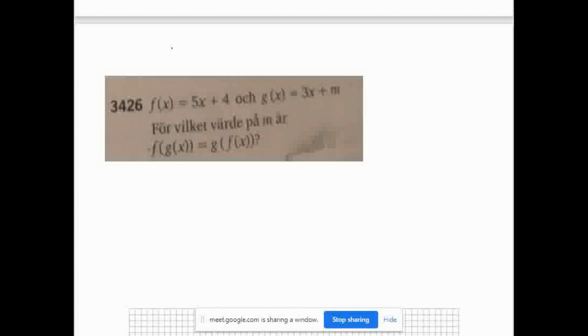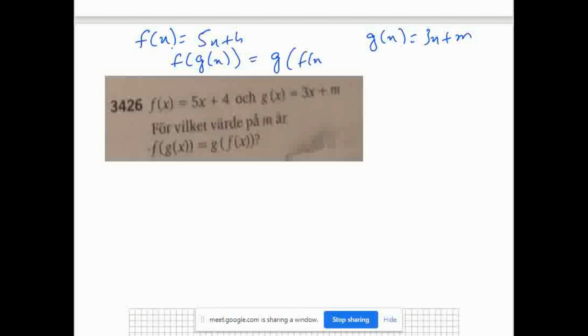Now what about this one? 3426. Now the question is that f of x is equals to 5x plus 4 and g of x is equals to 3x plus m. Now they are saying that f of g of x is equals to g of f of x. So we have to prove that it's equal or not.